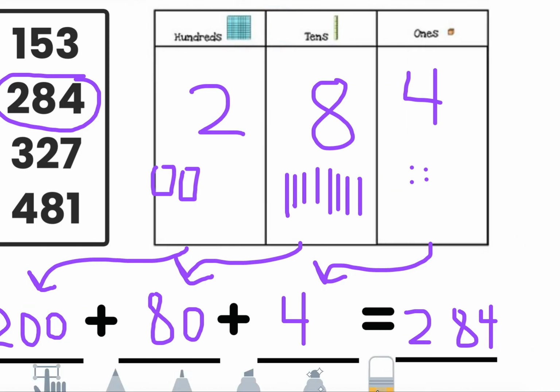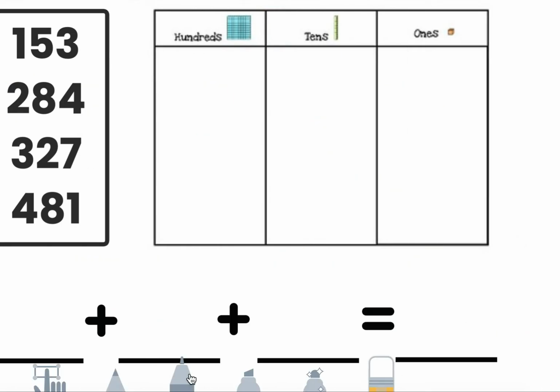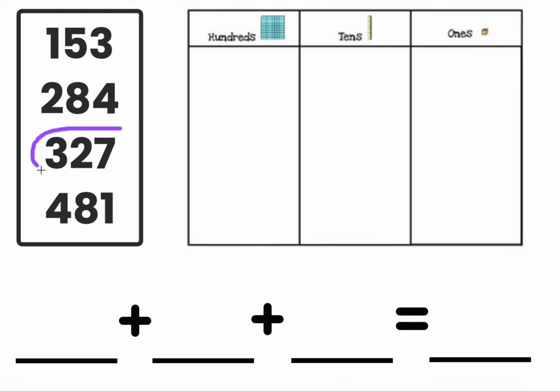Let me go ahead and grab my eraser. And we can go ahead and do the next one, which is 327. If you want to, you can pause this video and grab a piece of paper and a whiteboard so that you can follow along with me if you want to work with me. If not, you can go ahead and keep watching. But if you want to do this with me, you can go ahead and click pause and go grab your things.